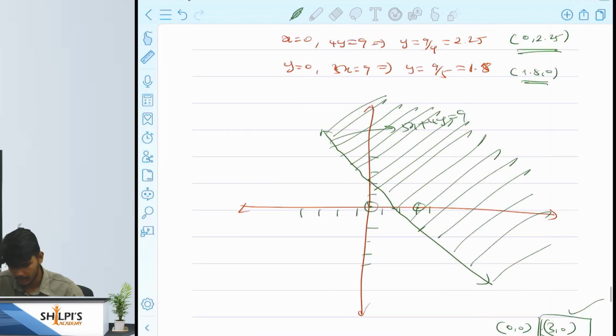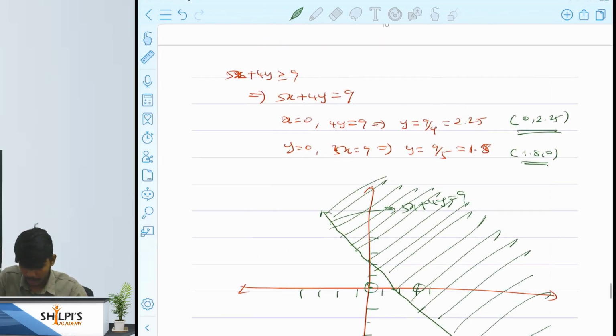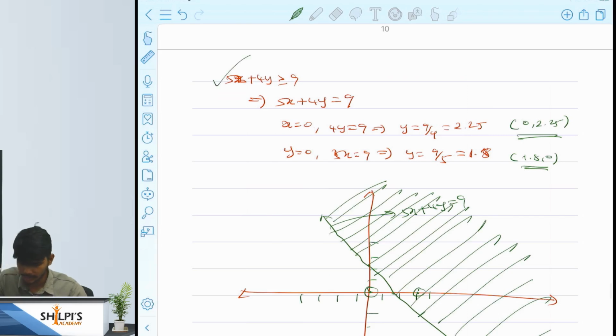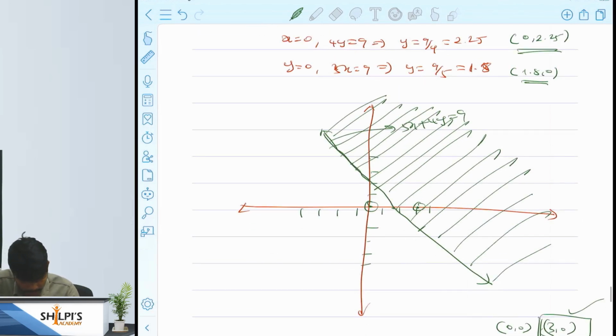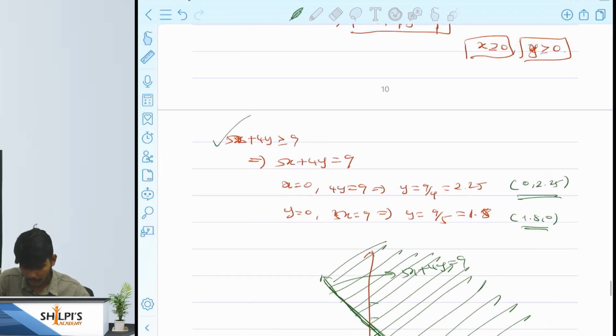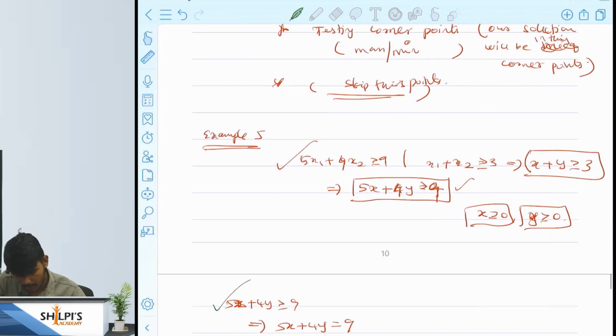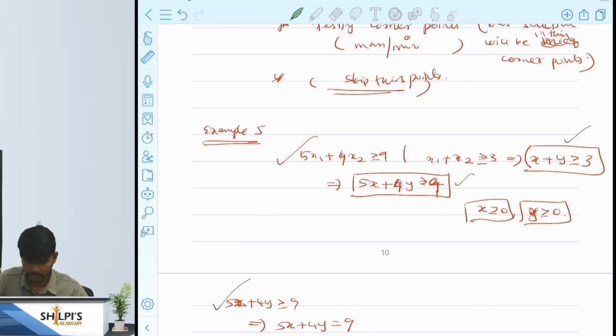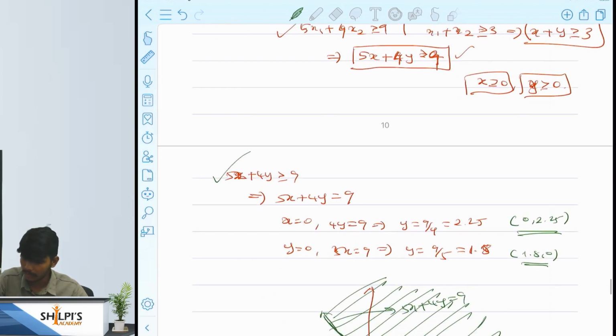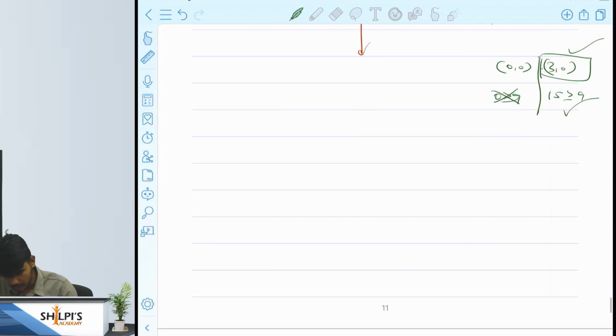For now I have plotted this inequality alone, and I will have this region as the solution space with that particular line. Now I want to plot the second line, x plus y greater than or equal to 3. So the second equation is x plus y greater than or equal to 3. As the first step I will take x plus y equal to 3.